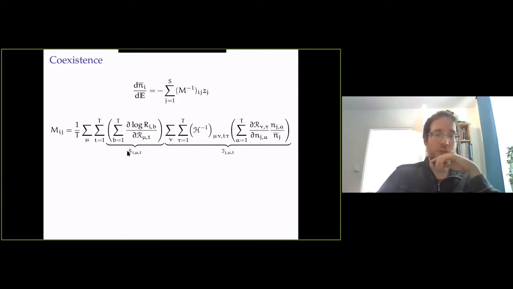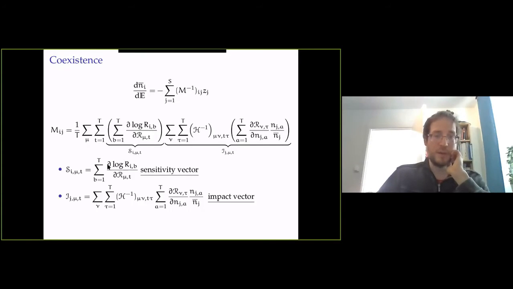And I'm going to denote these by S_i(μ,t) and I_j(μ,t) with these symbols script S and script I. Let me tell you about those. Let's first talk about script S. Script S here, if we look at it, is the derivative of the log geometric growth rate, and the log geometric growth rate is just the usual per capita growth rate, as we usually think about that in ecology. It's the response of this growth rate to a change in the regulating factors.